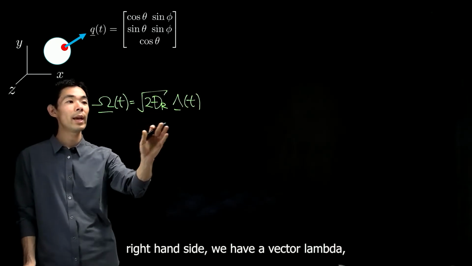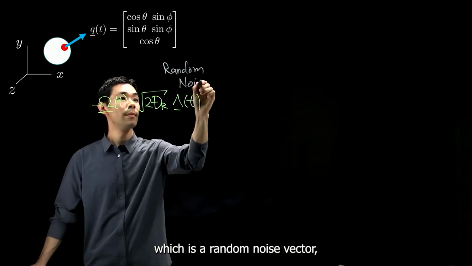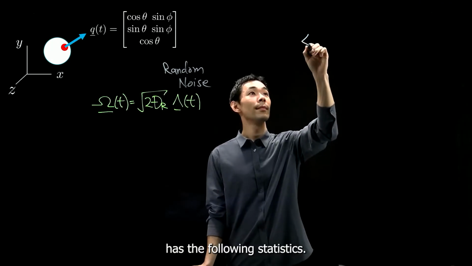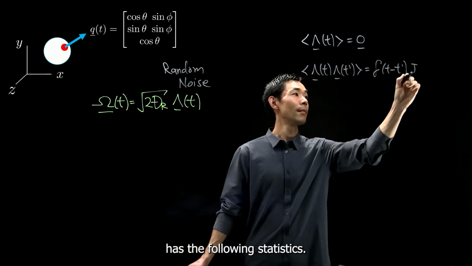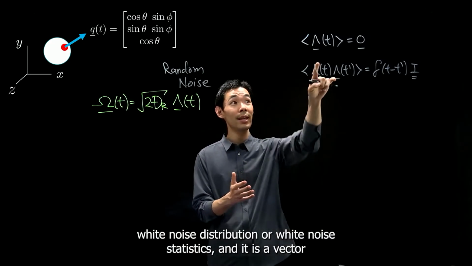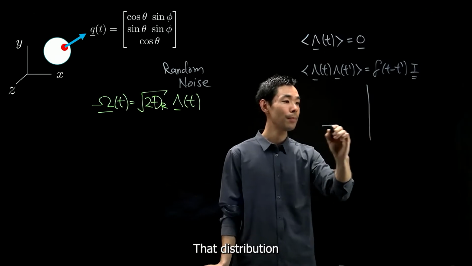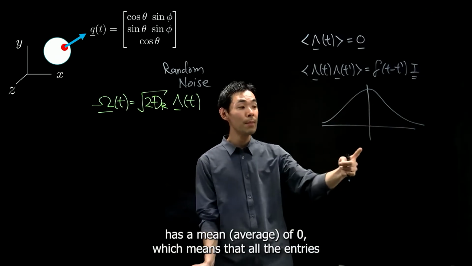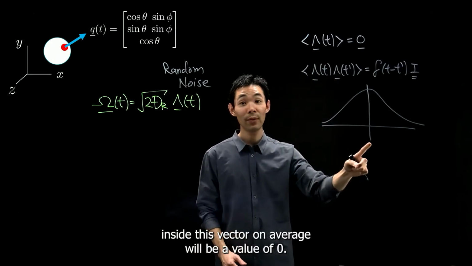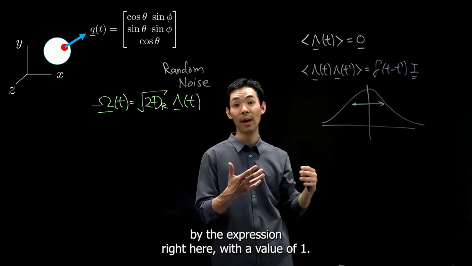On the right-hand side, we have a vector, lambda, which is called a random noise vector. And this random noise vector has the following statistics. This is commonly called a white noise distribution or white noise statistics, and it is a vector carrying a bunch of random numbers that are drawn from a distribution. And that distribution has a mean of 0, which means that all the entries inside this vector, on average, will have a value of 0. However, the width of this distribution is given by the second expression right here. So it has a value of 1.